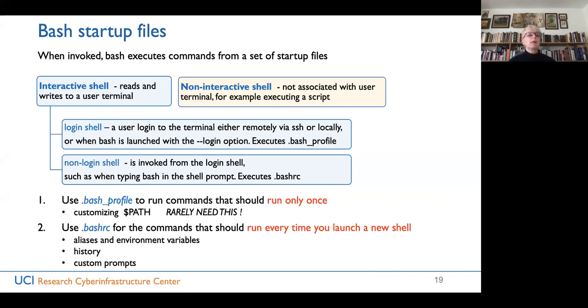Interactive shell further can be login or non-login shell, and again, there is not too much difference here. Login shell is the first shell that you get when you log in on the terminal, either remotely via SSH, or you can do it locally when you execute Bash with a specific parameter. And this shell will execute the .bash_profile file, which is located in your home directory. Non-login shell is invoked from the login shell, and it happens every time when you type bash at the shell prompt, and every non-login shell executes the .bashrc file, which is also in your home directory.